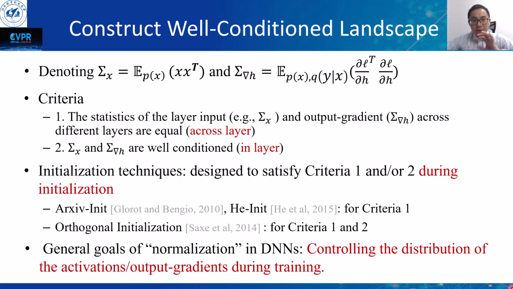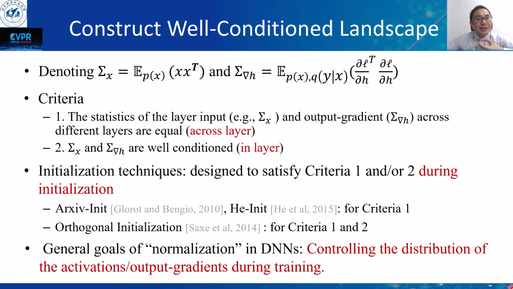The first criterion is that the statistics of the layer input and output gradient across different layers are equal. That is, the magnitudes of different layers are equal. The second criterion requires Sigma_x and Sigma_gradient_h to be well conditioned. The second criterion is similar to the conditions discussed in the previous theory for the linear model.